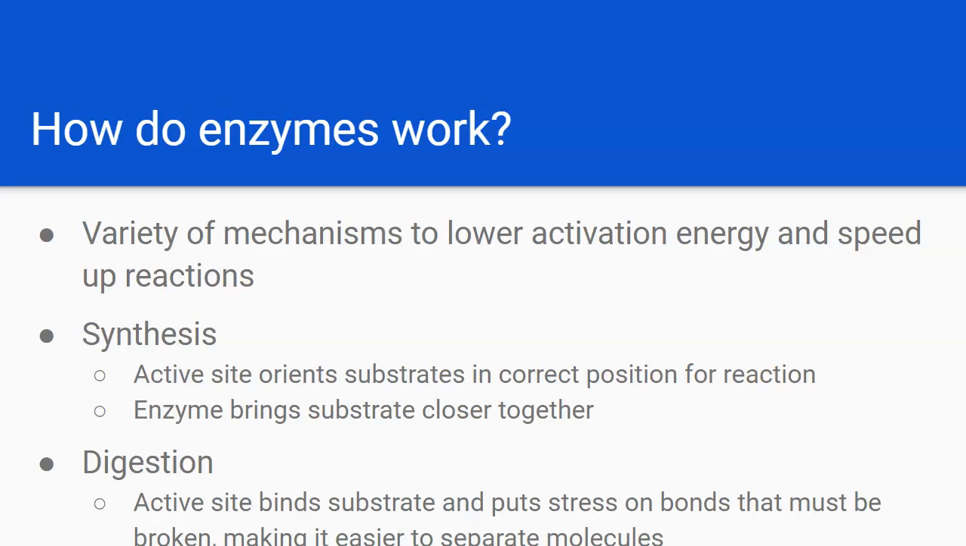And enzymes don't only break things down, they are responsible for synthesizing some things. The active site orients substrates in the correct position, and the enzyme can also bring substrates closer together and synthesize certain molecules. Enzymes also work in digestion. In this case, similar to sucrose being broken down into glucose and fructose, the active site binds and then puts stress on those bonds. In this case, there was hydrolysis, but essentially the enzyme is putting enough stress to break the bonds between molecules. So it can either bring things closer together and help them bind, or it can put stress on them and make them break.